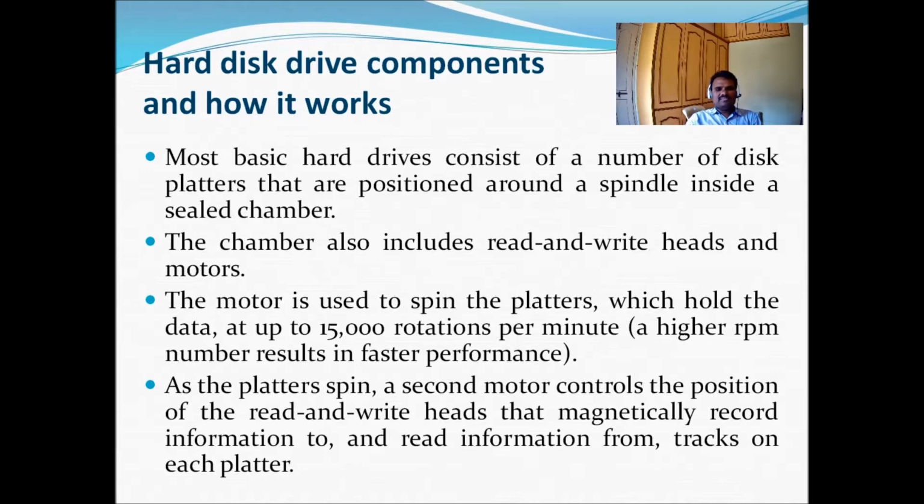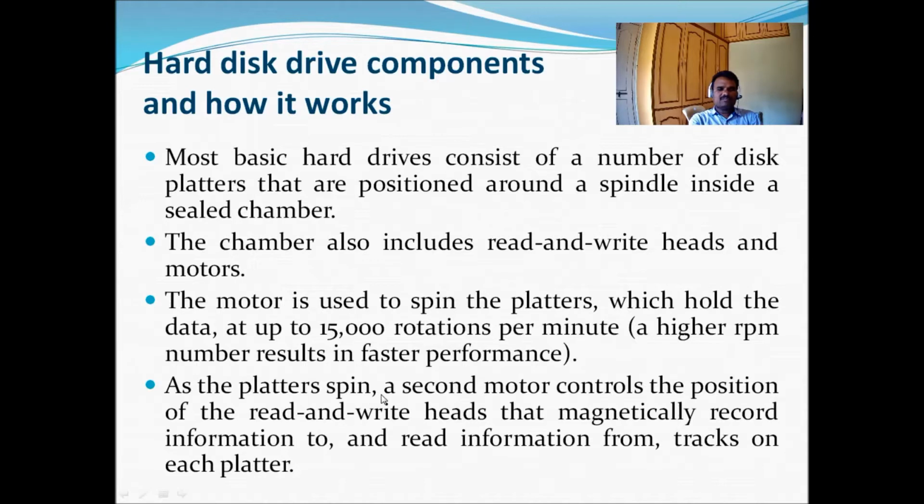The motor is used to spin the platters which hold the data at up to 15,000 rotations per minute. A higher RPM number results in faster performance. If the rotations per minute is higher, that increases the performance of the hard disk drive automatically. While accessing the data, we can read and write the information in a much faster manner.